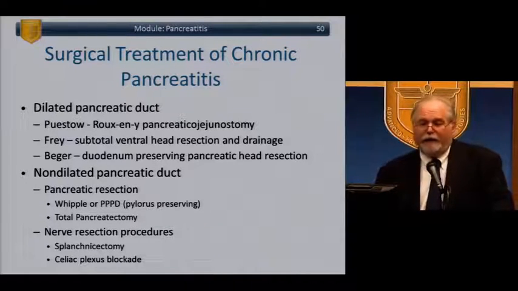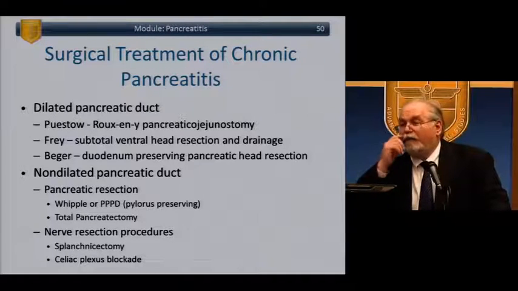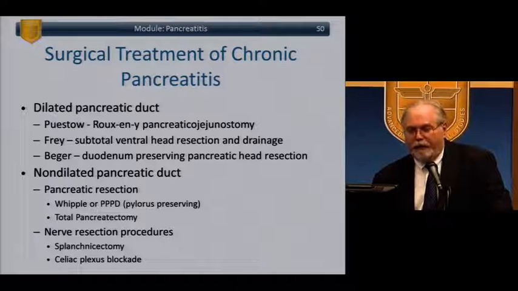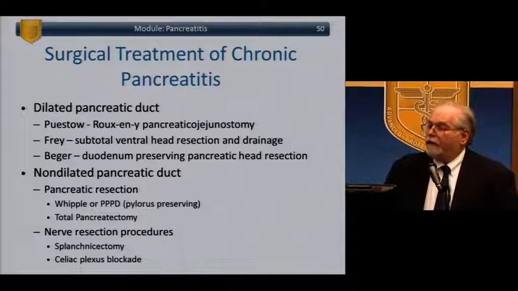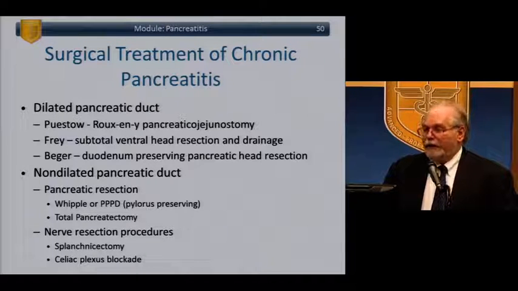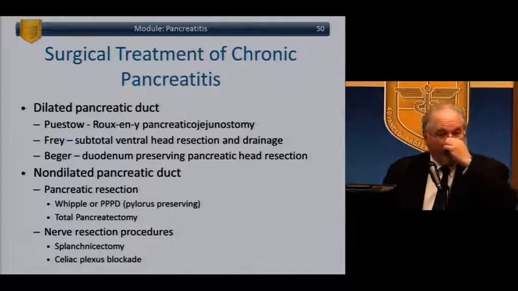So with a dilated duct, most often they'll get a Puestow procedure, Roux-en-Y lateral pancreaticojejunostomy. They can also get a Frey or a Beger procedure, which can go for both of these. The Frey is a subtotal ventral head resection and drainage. The Beger is a duodenum-preserving pancreatic head resection. That can be done for both dilated and non-dilated ducts, but the Puestow is limited only to those with a dilated duct. Resections, Whipple, or total pancreatectomy, or some type of nerve resection procedure, but generally not a very good outcome.